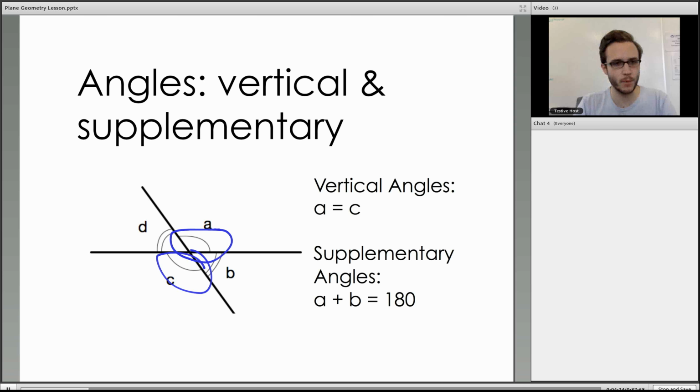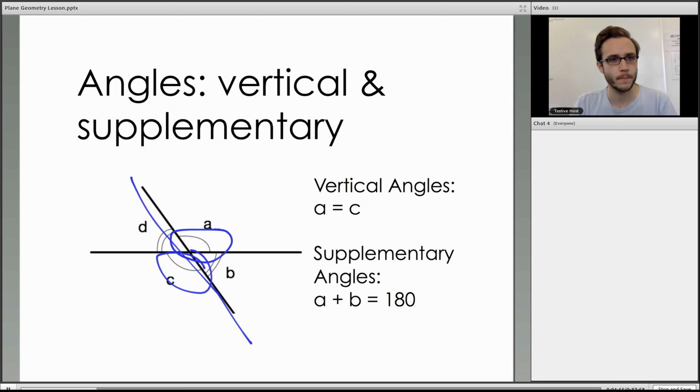So supplementary angles are a little bit different. Supplementary angles are angles that are along the same line, right? So this line here, you can see that the angles A and B are both along this same line. And we know that a straight line has an angle measure of 180. So A plus B is going to equal 180. So if we know one of these angles, we can easily find the other angle by subtracting from 180.